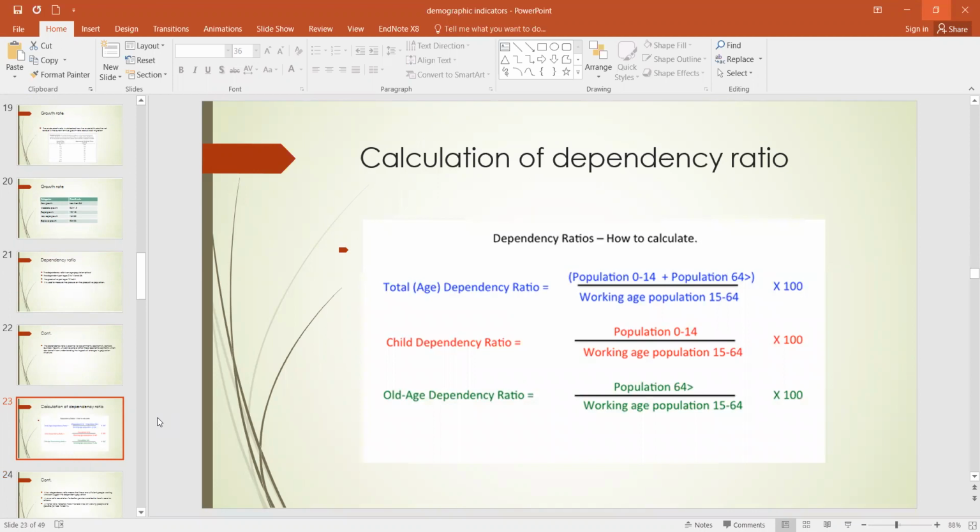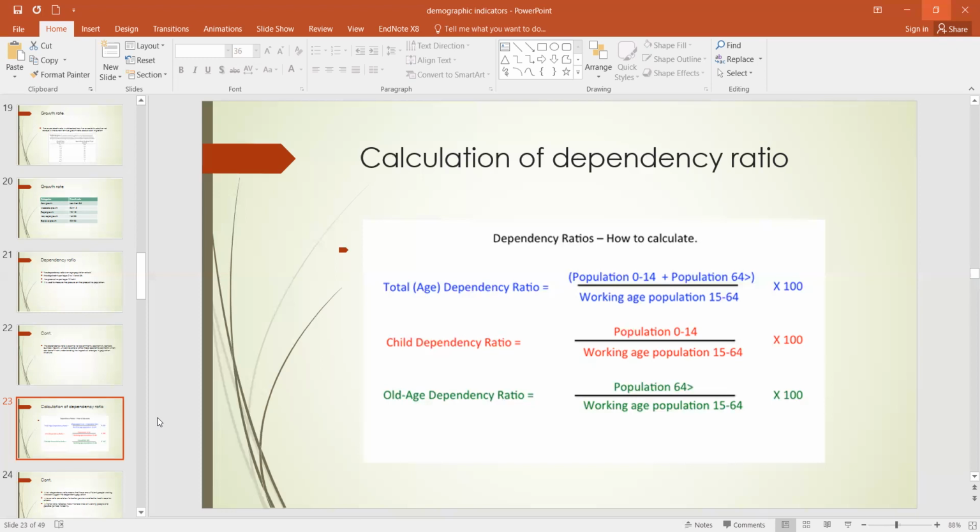We can calculate the dependency ratio with the help of different formulas. Total dependency ratio: in total dependency ratio, we take the population in 0 to 14 years and the population above 65 years. And in the denominator, there is the working age group population of 15 to 64 years, and it is multiplied by 100. And we can also calculate the child dependency ratio and old age dependency ratio separately.